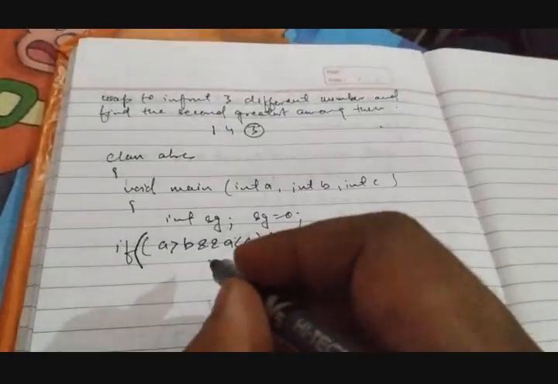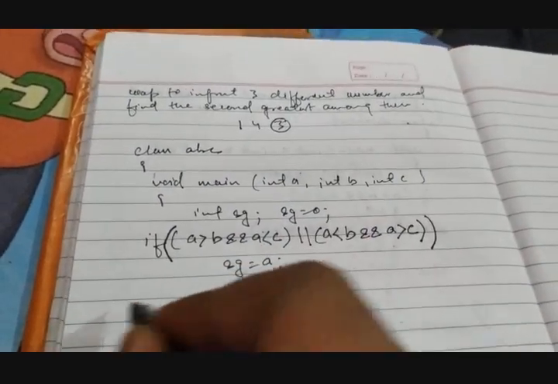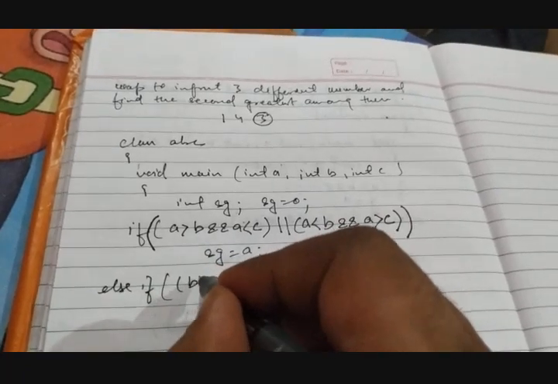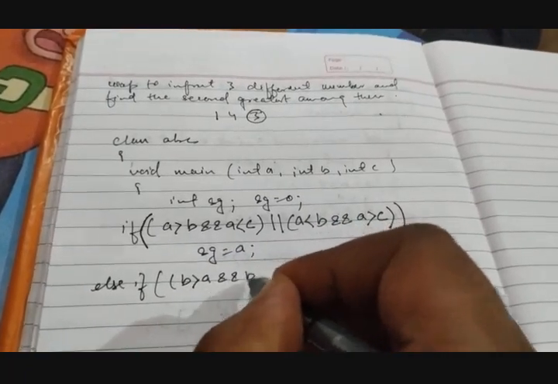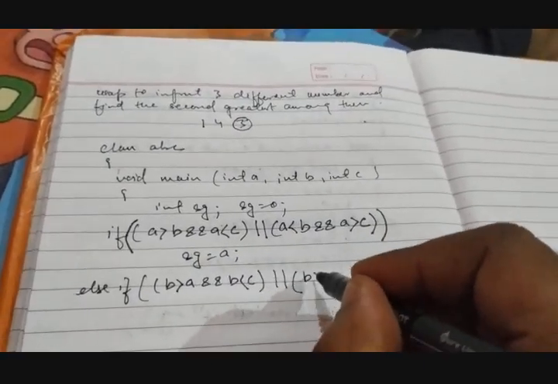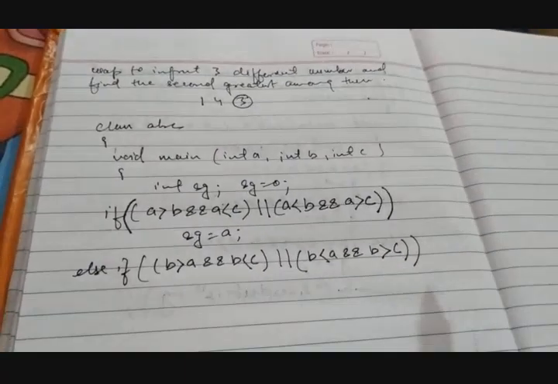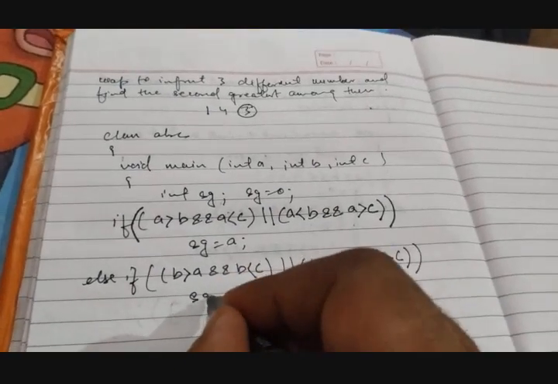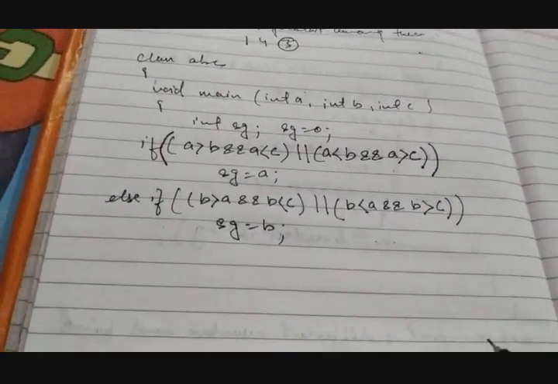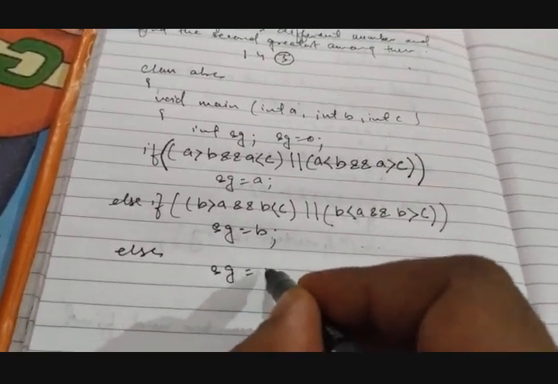Alright, so second greatest equals A. Likewise you have to check for the second one. If B is greater than A and B is less than C, or B is less than A and B is greater than C, then second greatest is B. Is it or not? Else second greatest is C.